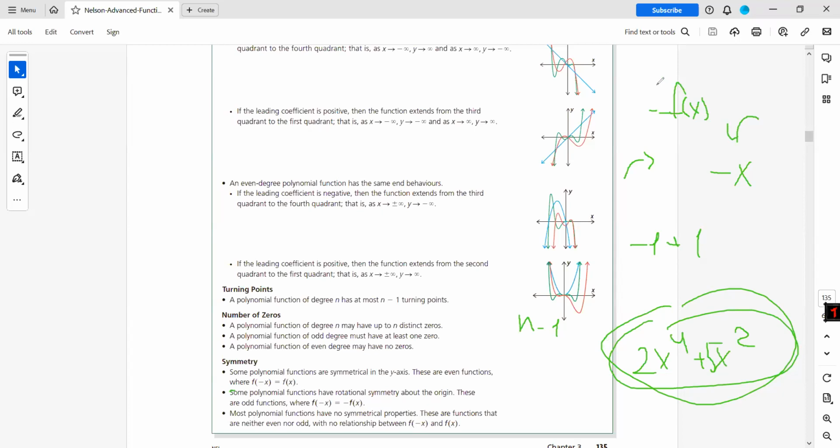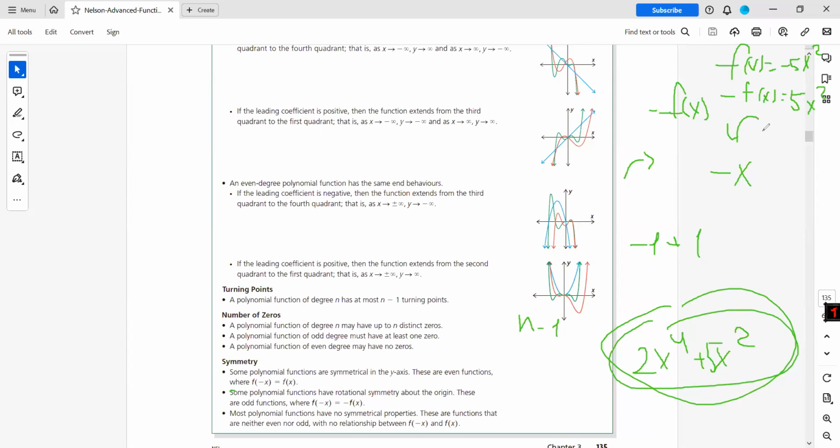One more thing, I want to clarify it. Not negative, but opposite to the initial one. For example, f of x could be minus 5x squared, then minus f of x should be equal to 5x squared.